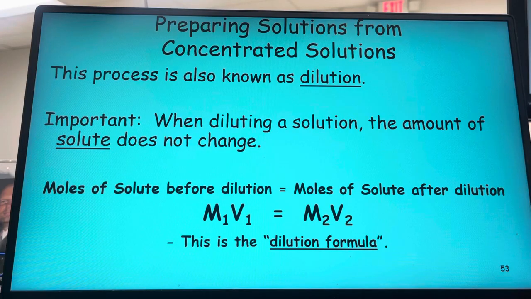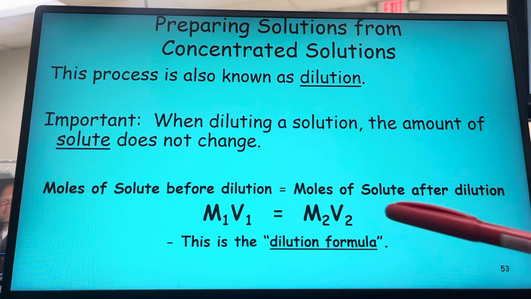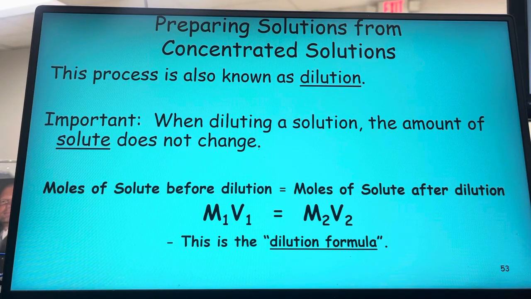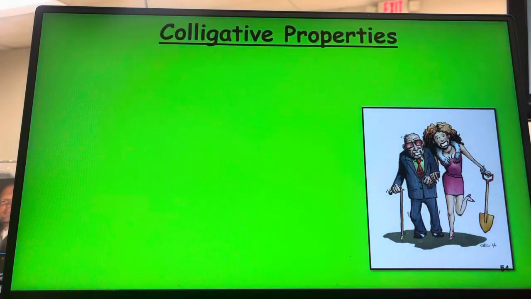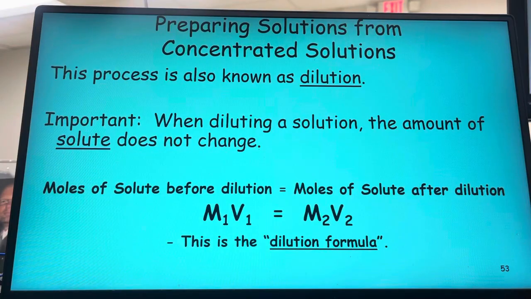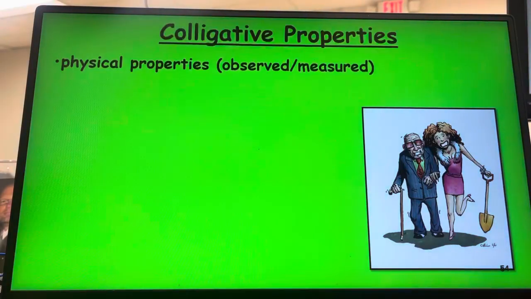And this is called the dilution formula. Moles of solute before, and there's a place in your notes to copy this down. I think it's a box or something like that. M1V1 equals M2V2. Dilution formula. All right, so there will be some questions about that in the future, not right now.